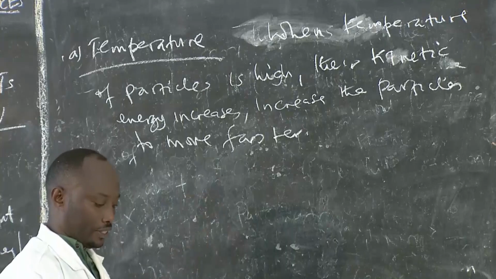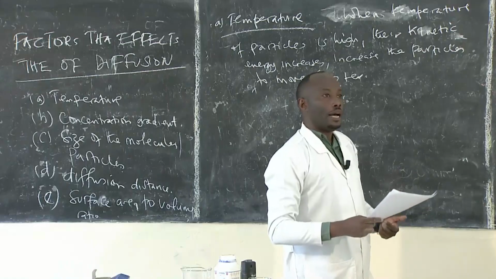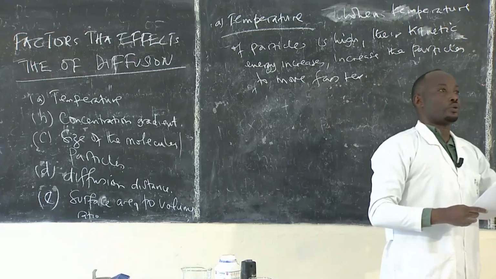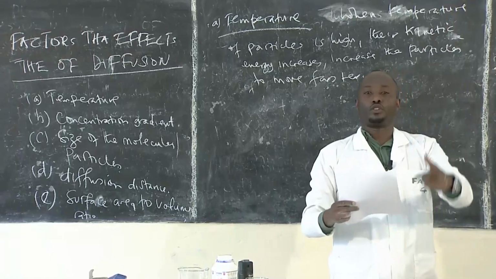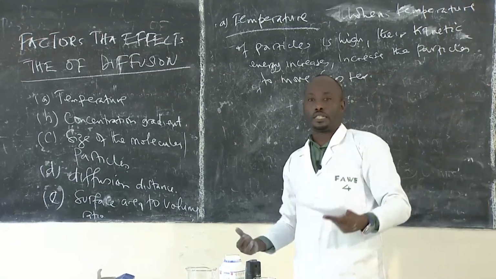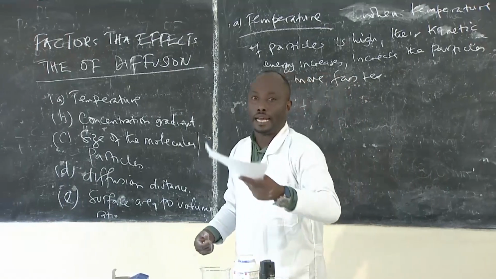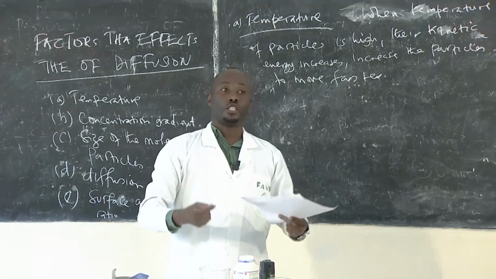That means the faster the particles will diffuse. As temperature increases, the particles will diffuse very fast. As temperature is very low, the rate of diffusion is very low, all right? So the rate of diffusion increases with temperature. As temperature is very high, the rate of diffusion is very high. As temperature is very low, the rate of diffusion is very low.